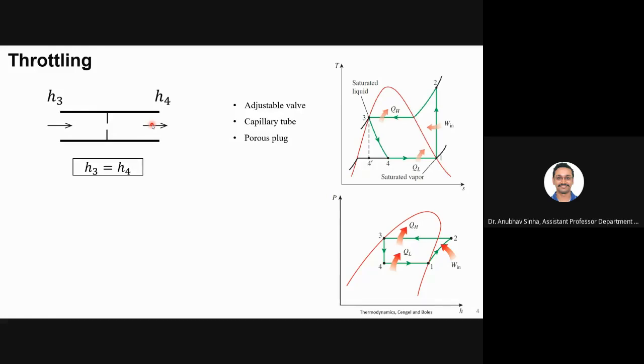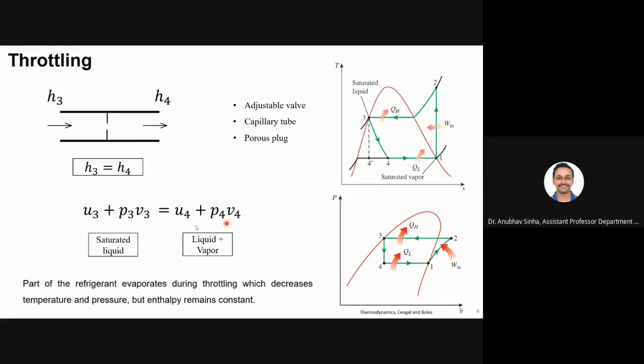If we are doing this ideally, if you are throttling, then we assume that the enthalpy remains constant, or H3 is equal to H4. Similarly, if you expand the enthalpy, you can say that U3 plus P3V3 is equal to U4 plus P4V4. The interesting thing here is that at point 3 we have saturated liquid, which is shown here, and at point 4 we have a liquid plus vapor mixture. It is inside the vapor dome, so whatever average properties we have discussed, we will calculate accordingly, as an average of liquid and vapor.